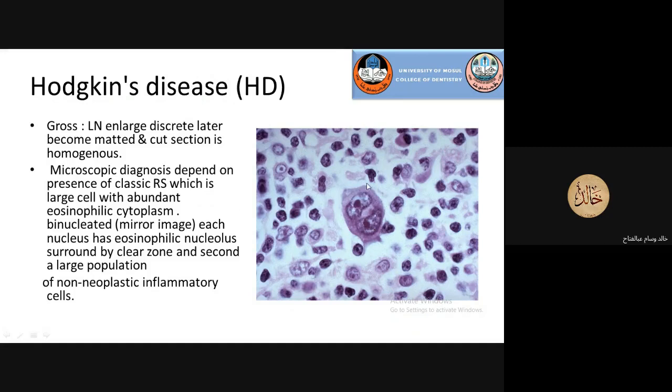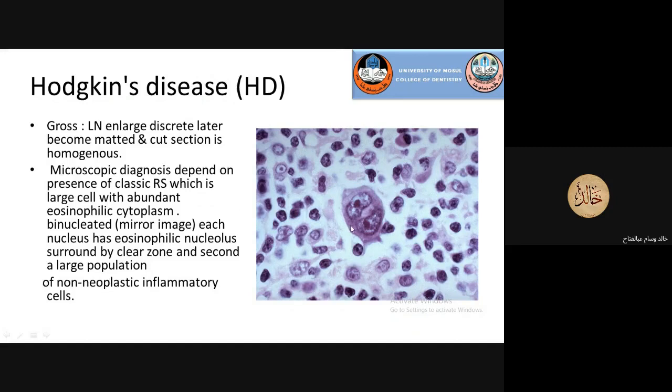The nucleus is binucleated. You have two nuclei, and these two nuclei are mirror image to each other. As you can see, if we have a mirror here, this shape is a mirror image to this shape. Okay, so we have a mirror image pattern between these two nuclei of the classic RS cell. Each nucleus has an eosinophilic nucleolus and you have a clear zone around it.